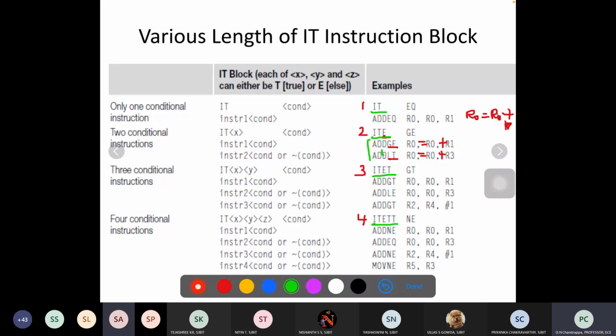Will you explain the 3 condition instruction and the 4 condition instruction once more, sir? Which one, please? 3 condition instruction and 4 condition. 3 conditions, yeah. Same procedure.